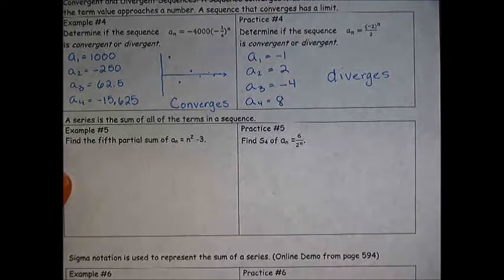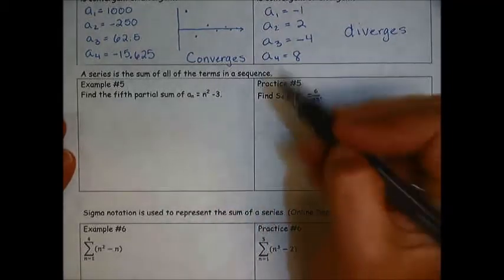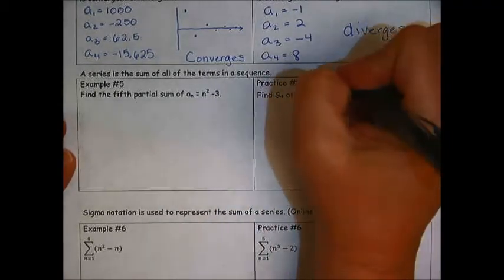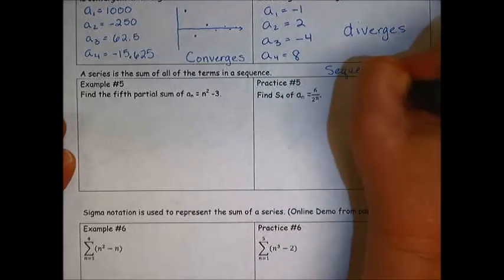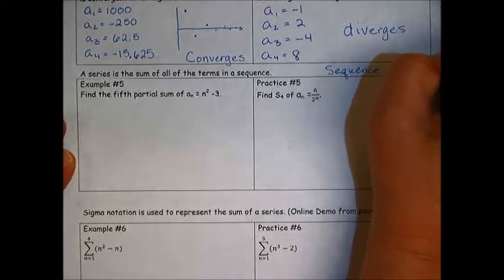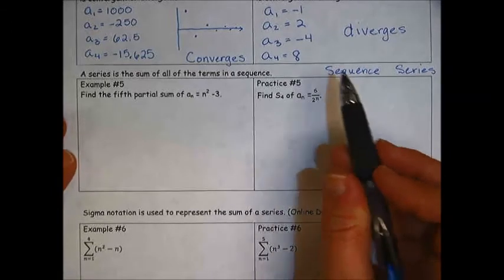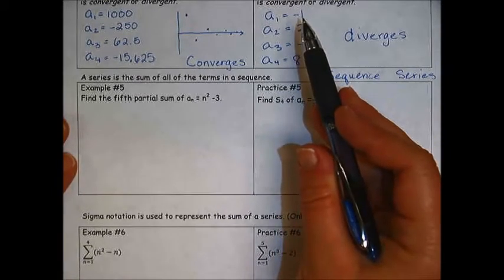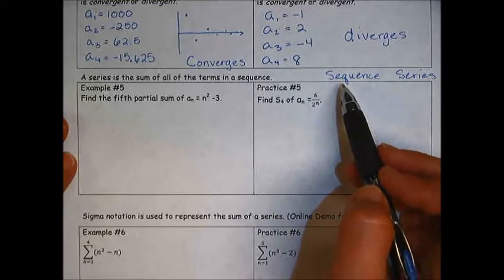It diverges. The sequence does not approach a limit, so we would say it's divergent. A huge concept in this chapter is the difference between a sequence and a series. A sequence is a list of numbers, and that's what we've been doing so far. So up here, if I would have listed my numbers, negative 1, 2, negative 4, 8, that would be a sequence.